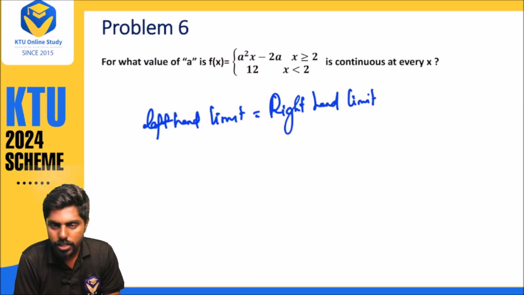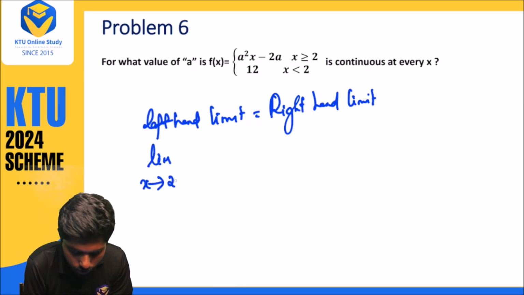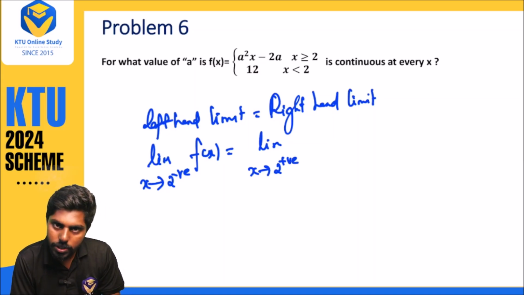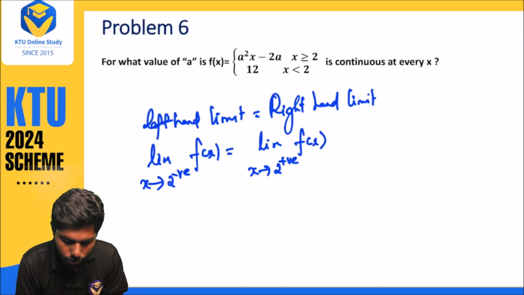Left hand limit is equal to right hand limit. So that is nothing but limit x approaches 2 in negative direction of f(x) is equal to limit x approaches 2 in positive direction. Negative and positive mean I am indicating more or less than 2 for f(x).